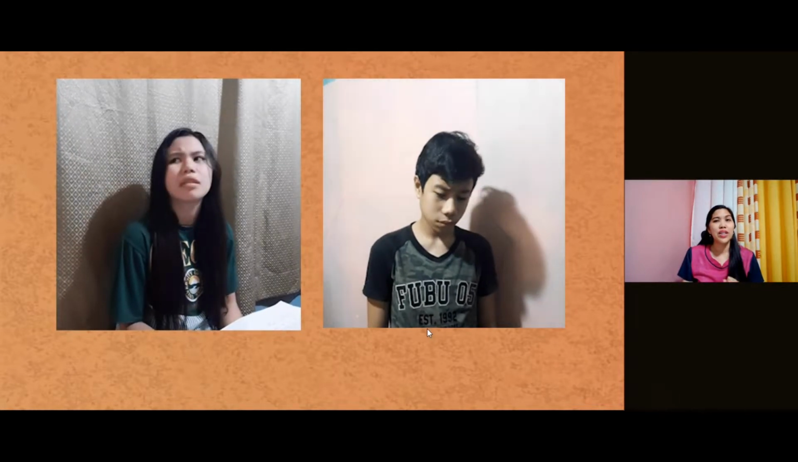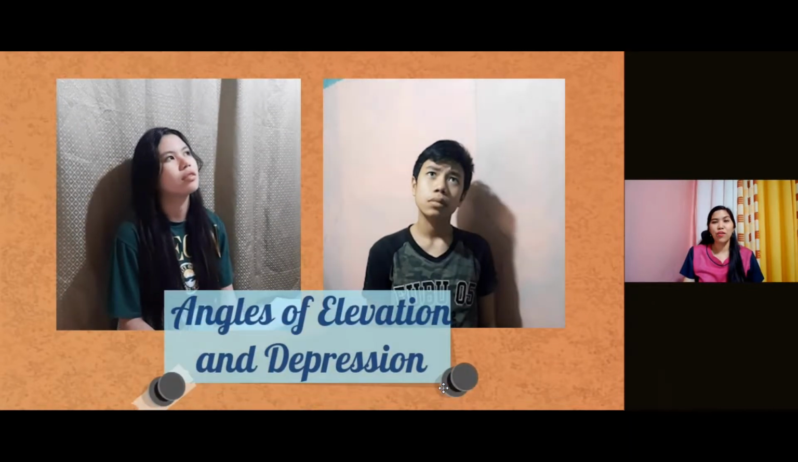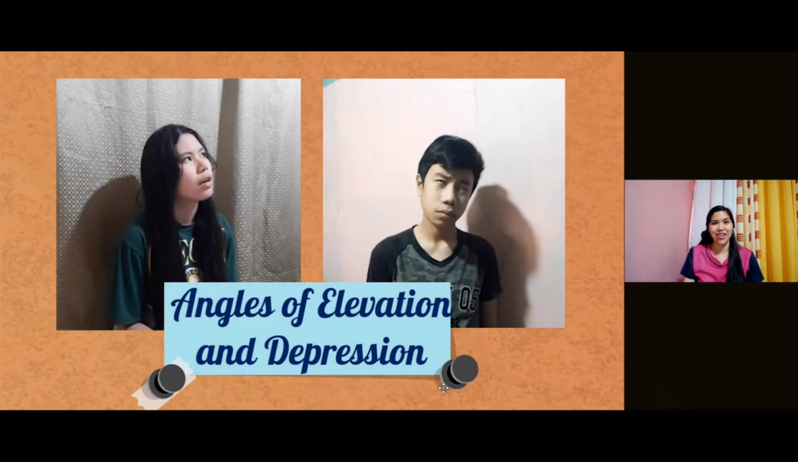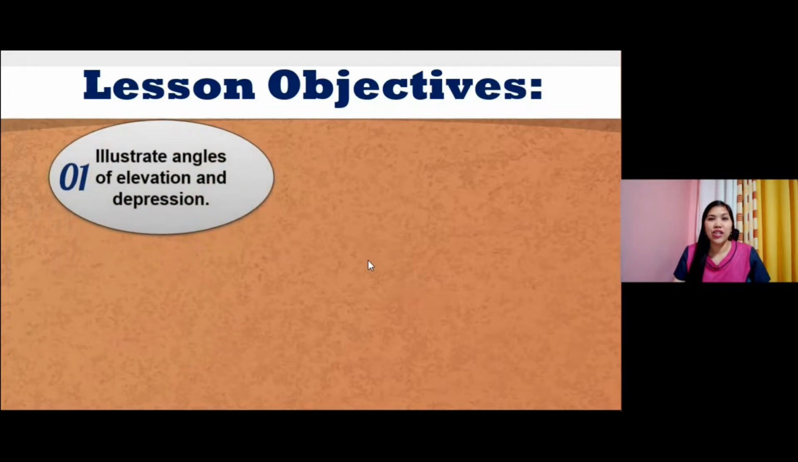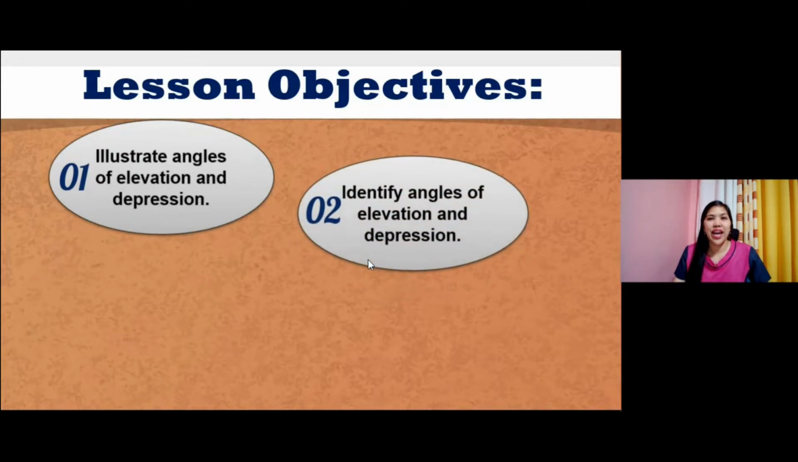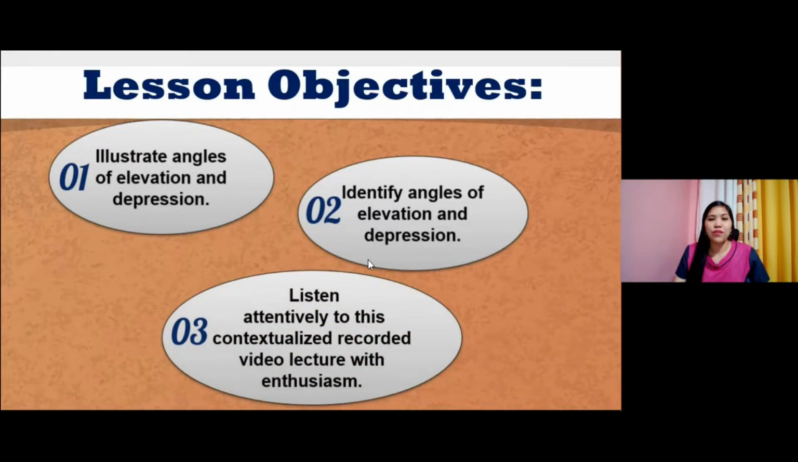As we look up or as we look down, there are angles that are formed. And these angles are what we call angles of elevation and depression. In this video lesson, we have here our three learning objectives. First, illustrate angles of elevation and depression. Second, identify angles of elevation and depression. And lastly, listen attentively to this contextualized recorded video lecture with enthusiasm for you to understand your lesson better.